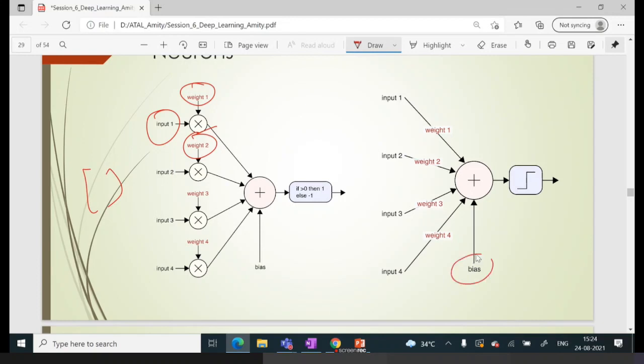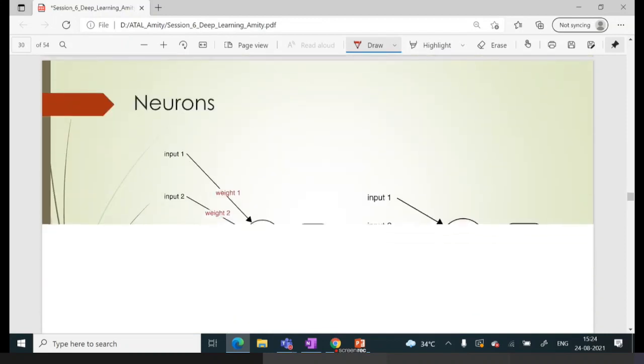And there is one more input you can consider, which is nothing but bias. So you can say by default you are going to give some value to this, let's say z, which is nothing but your bias. For now, we can think like that. Okay.